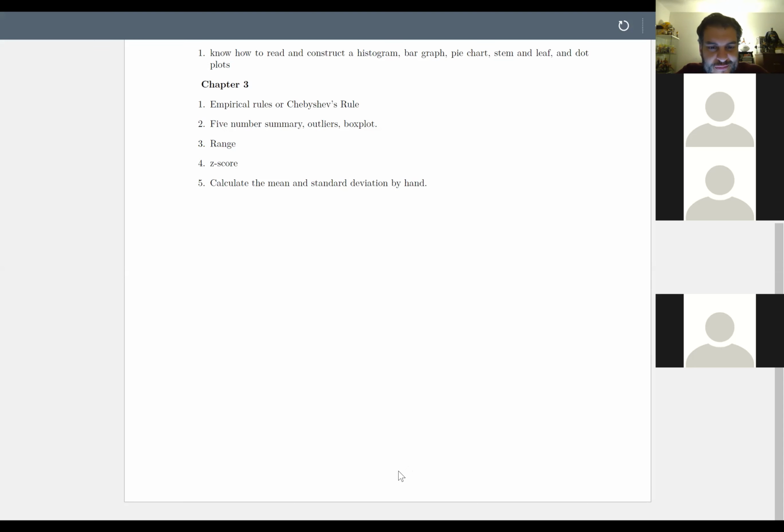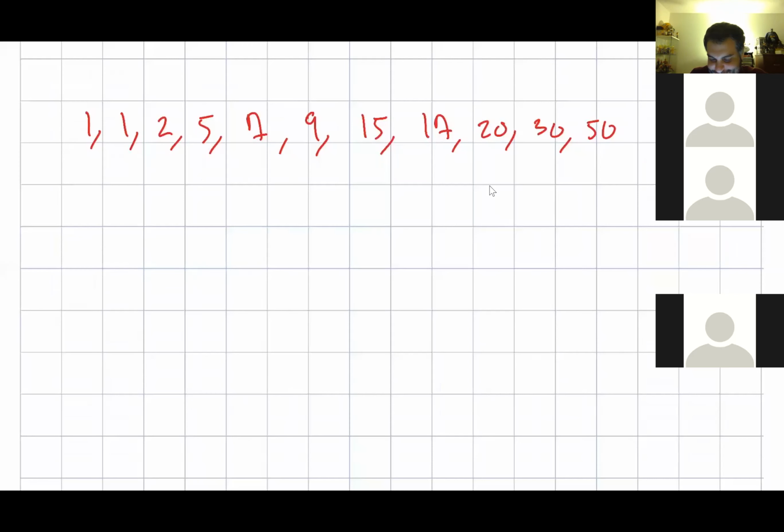Cool. All right, so we'll go over outliers and five number summary. I should put an outlier in this problem. All right, so here is my data set. Before you even begin the problem, you should already know there's an outlier. 50 is the outlier. But we're going to do this mathematically and show why 50 is an outlier.